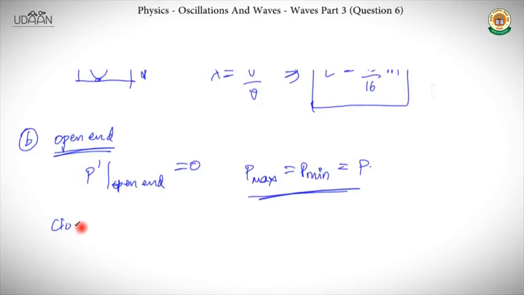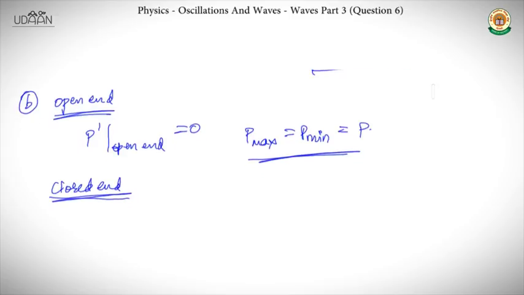And when you come to the closed end, for the closed end it is a displacement node. But for pressure, since it lags behind by pi by 2 radians, it will be an antinode. So P max will be the mean plus the maximum variation, which is P prime. And similarly P min will be the mean minus the maximum variation.